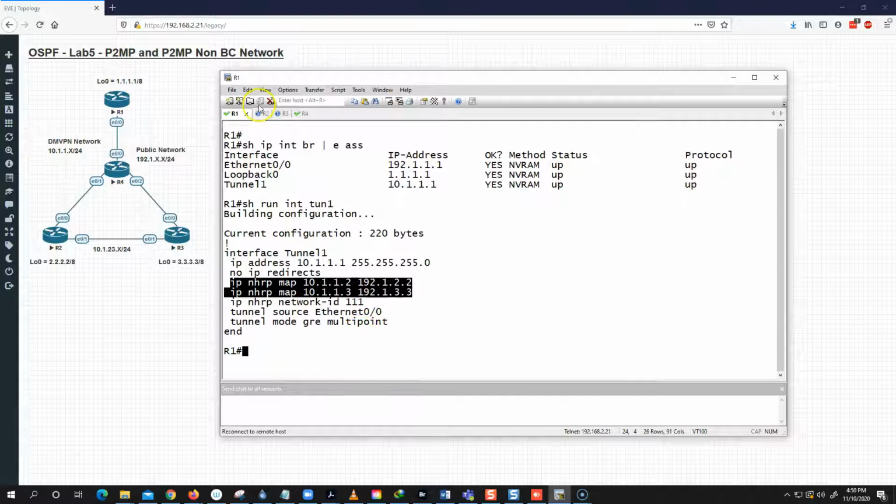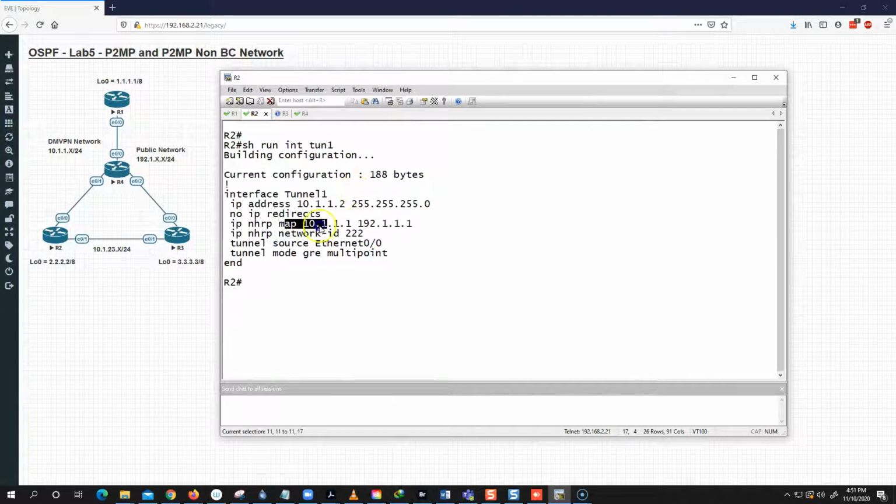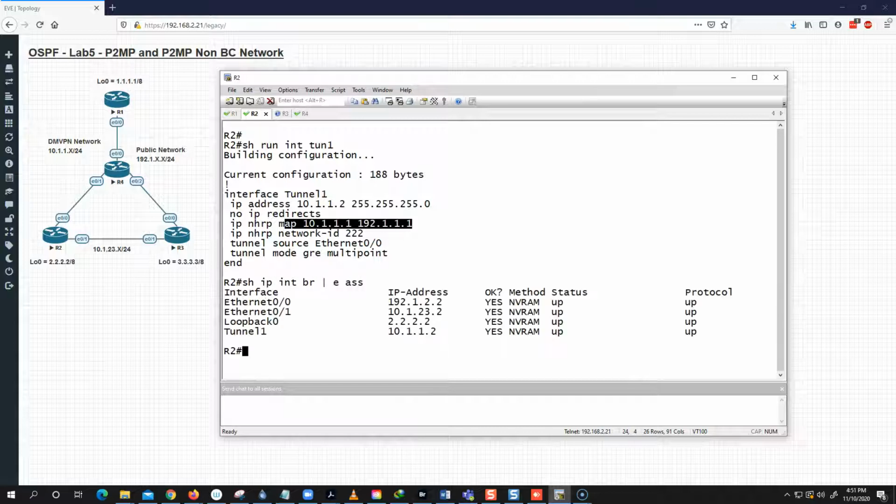And if you look at the others, you will see that they only have one registration, which is going towards the hub. So router 1 in our case is acting as the hub, and routers 2 and 3 are acting as spokes, right? So if you look at the interfaces, you will see that we have one interface which is public, then we have another interface which is going towards router 3, then we have a loopback, and we also have a tunnel interface.